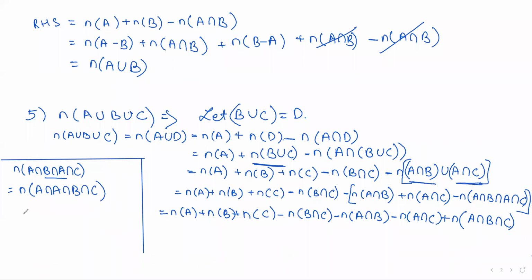And here, we also know that A intersection A is equal to A. Again, another property of intersection. So, using both these properties, you can now write this as equal to N of A intersection B intersection C, the value that we wrote here. So this is your RHS. This is the value of N of A intersection B intersection C.